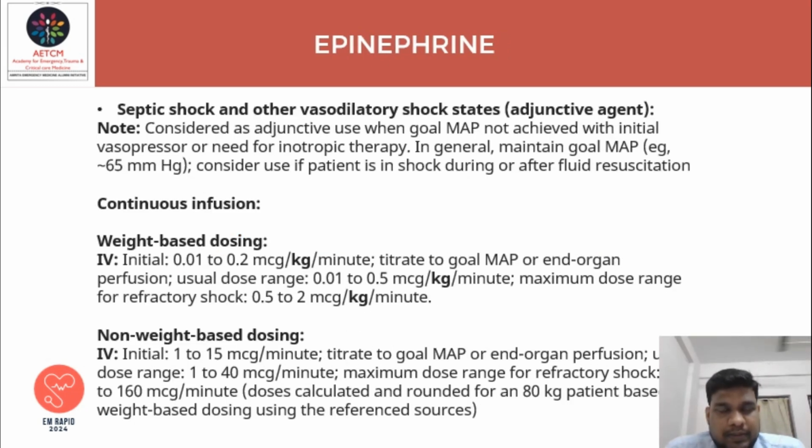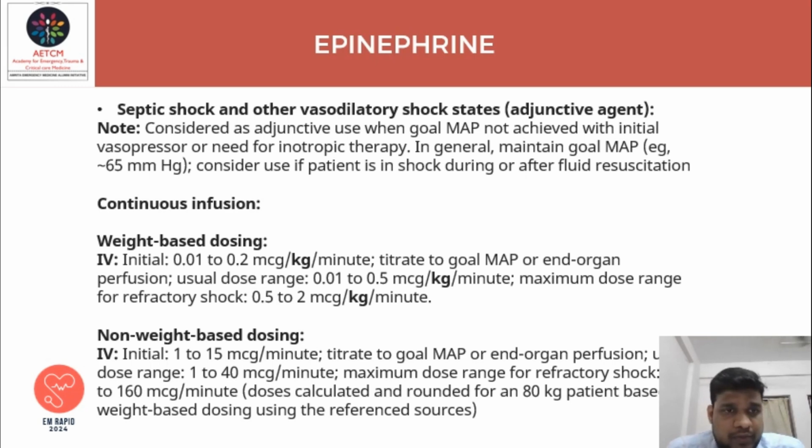Coming to the second use of epinephrine, in septic shock and other vasodilatory shock states. Consider it as an adjunctive use when the goal MAP is not achieved with initial vasopressors or when inotrope therapy is needed. In general, maintain a goal MAP of more than 65 mm mercury, and consider use if the patient is in shock during or after fluid resuscitation.